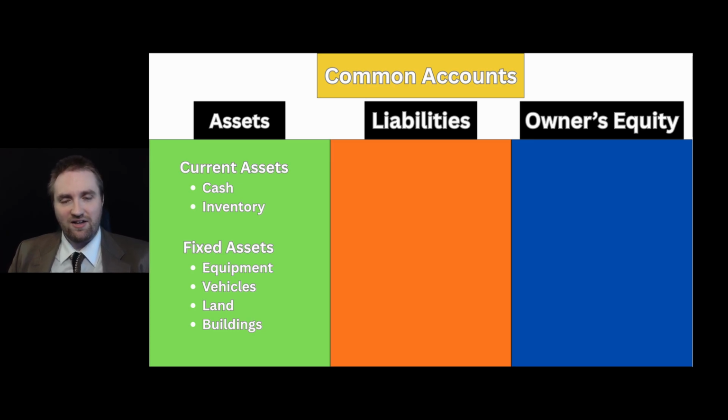Current assets are cash, or assets that will be turned into cash within a year, and fixed assets are assets that will last longer than a year. The main asset accounts are cash, undeposited funds, petty cash, inventory, equipment, vehicles, land, and buildings.